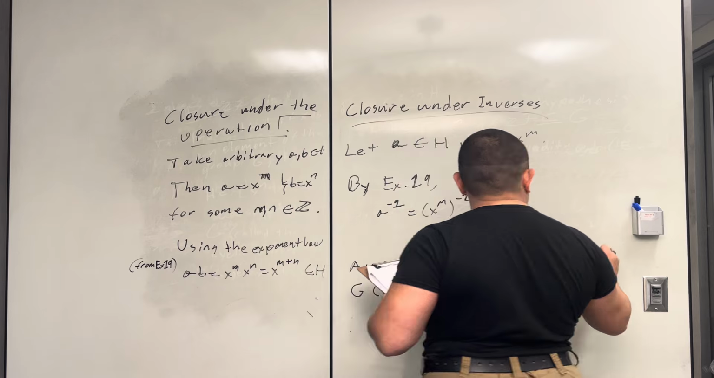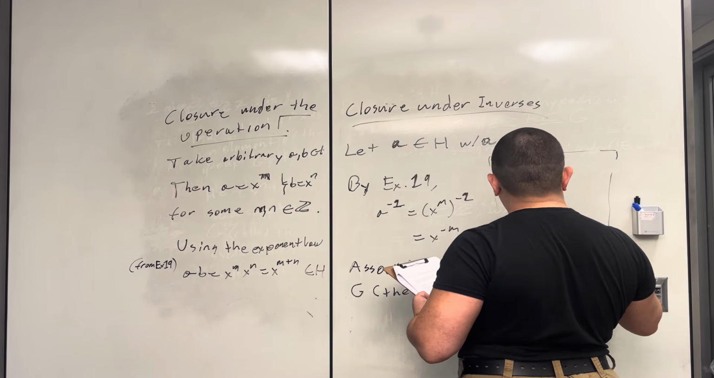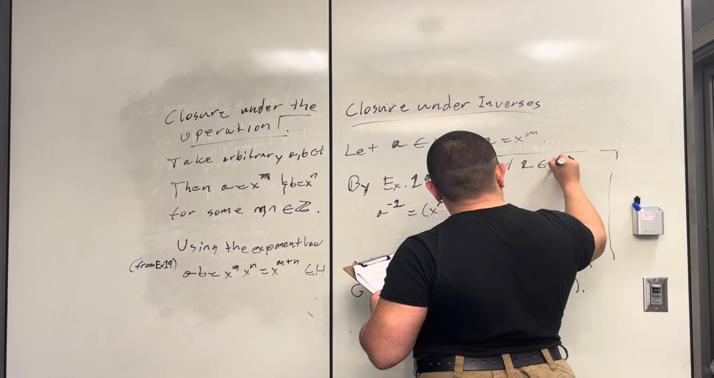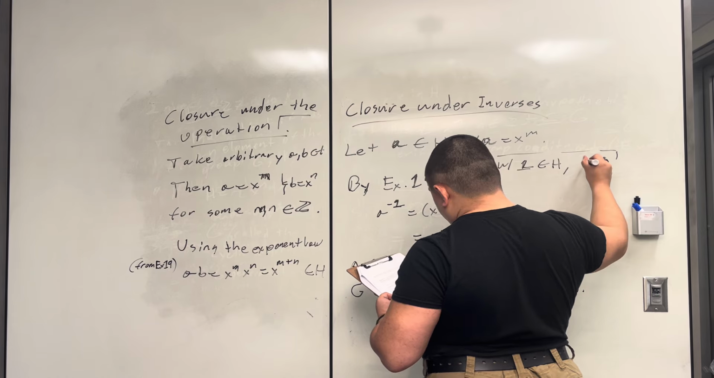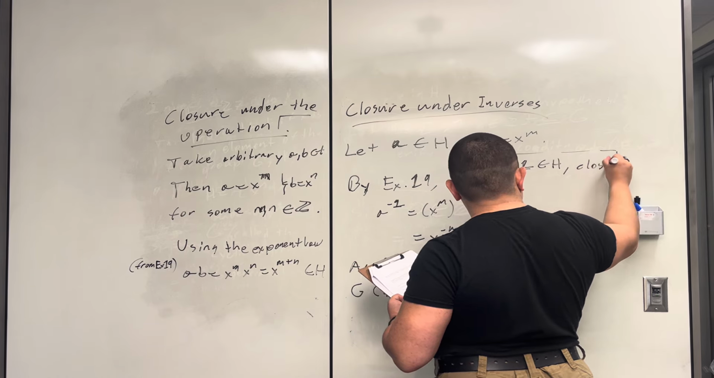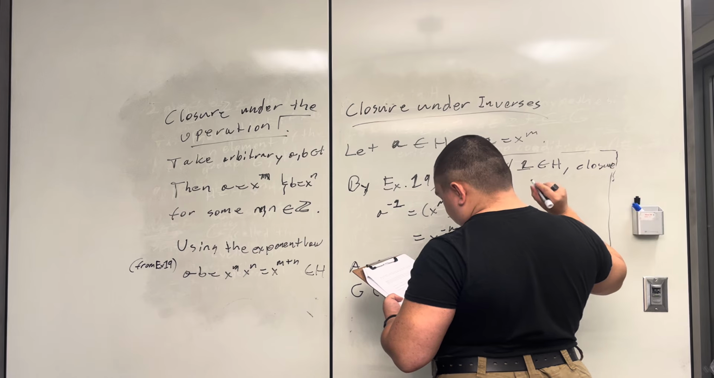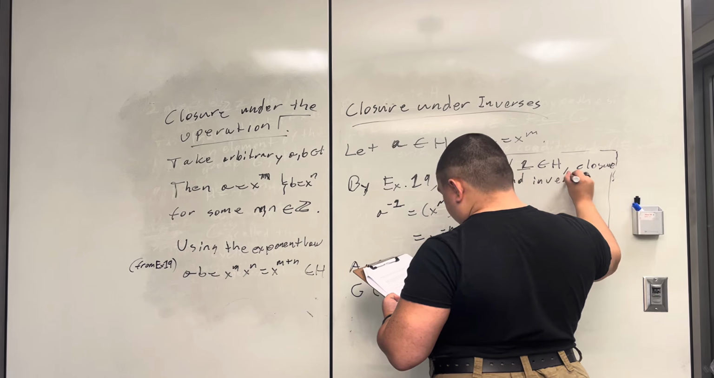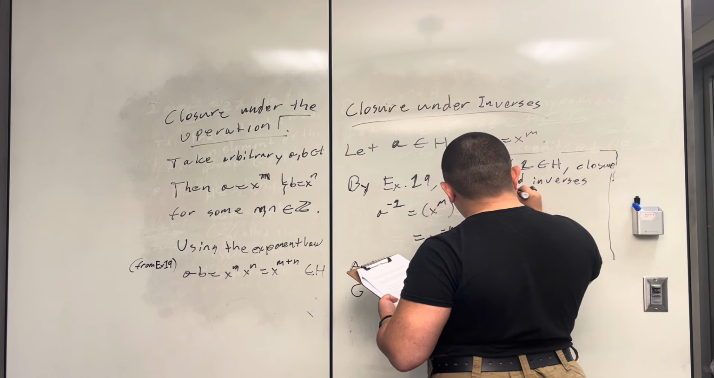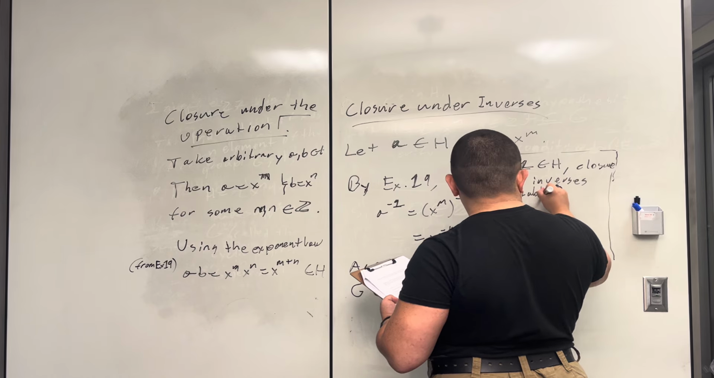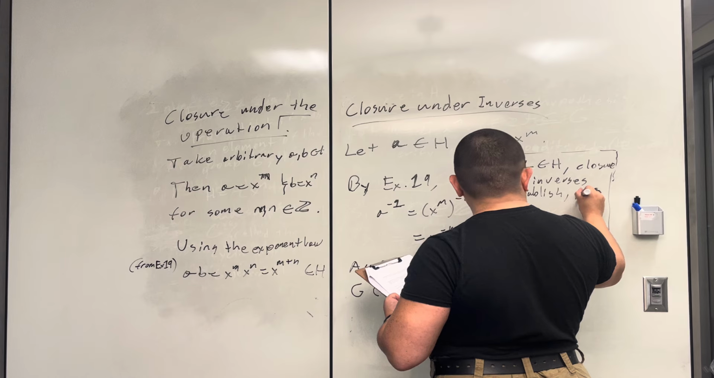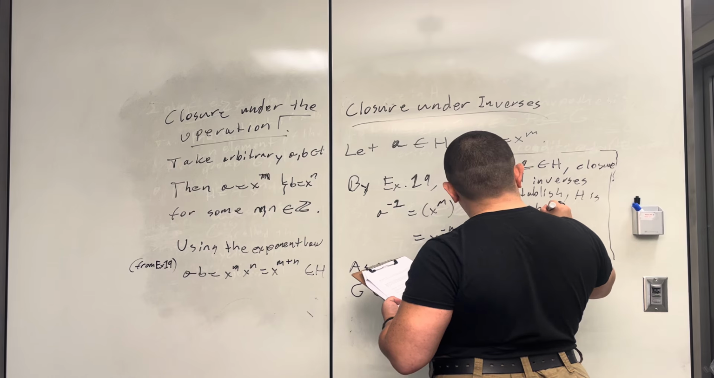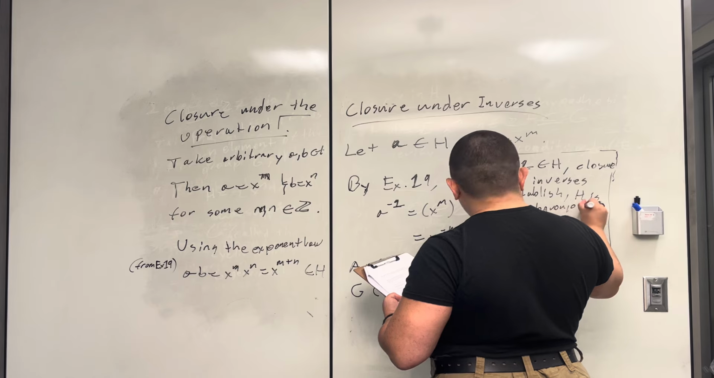So can we say overall, with 1, the identity element, in H, and closure and inverses established, H is a subgroup of G.